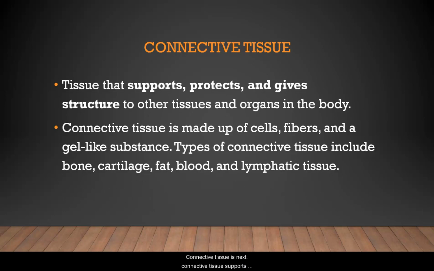Connective tissue supports, protects, and gives structure to other tissues and organs in the body. Connective tissue is made up of cells, fibers, and this gel-like substance that we'll talk about later. Some types of connective tissue include bone, cartilage, fat, blood, and lymphatic tissue.